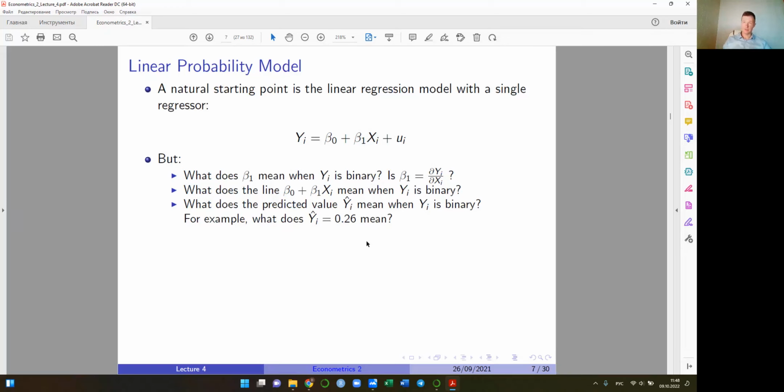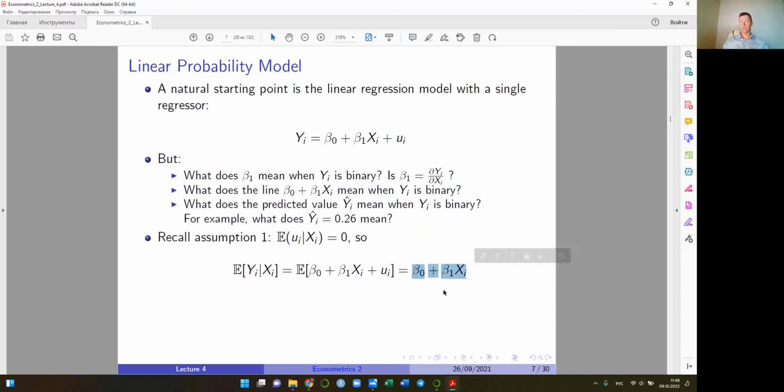So we need to answer these questions, and we start with the following. We all remember that assumption 1 for OLS says that the expected value of an error term conditional on x is 0. If we try to express the conditional expectation of y given x, we arrive at the population regression line expression. Now, on the other hand, we do the following.